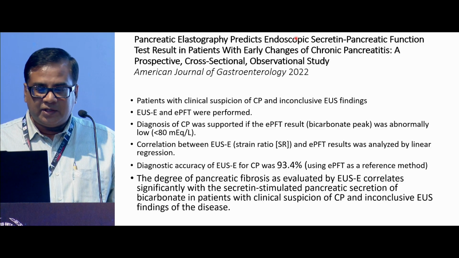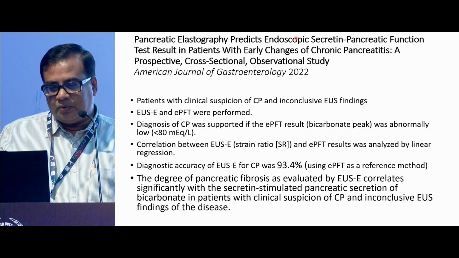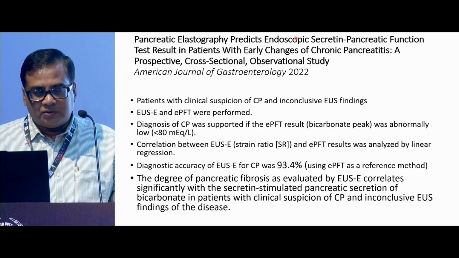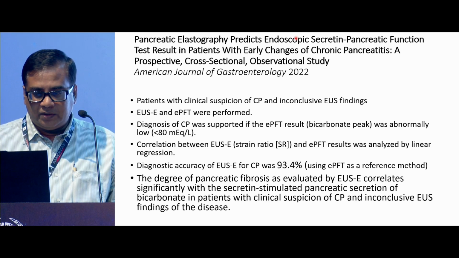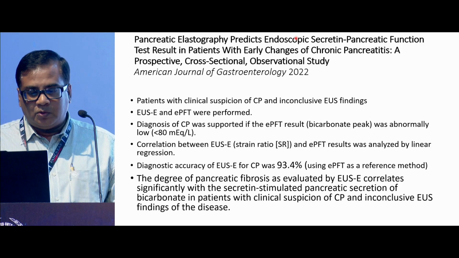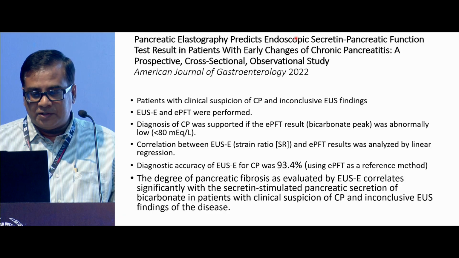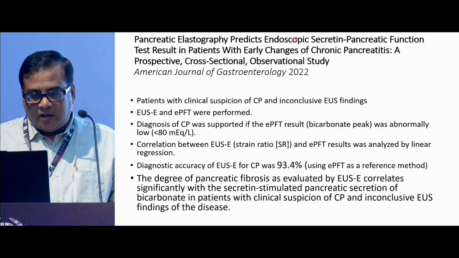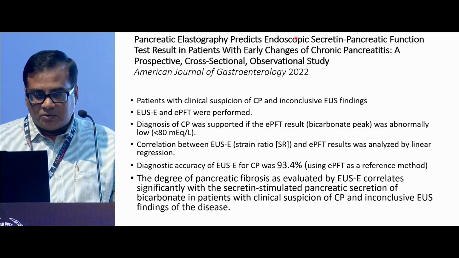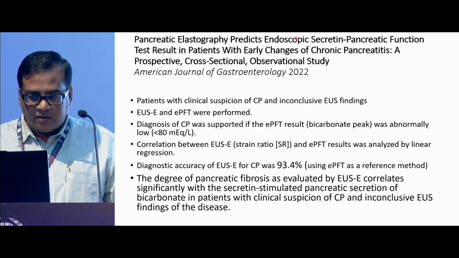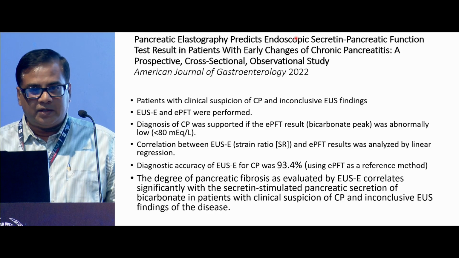So this is one study which came in the Red Journal in 2022, which showed that this also predicts the pancreatic exocrine insufficiency, in which they used the endoscopic test as a gold standard. They found that the correlation between the EUS strain ratio on EUS elastography and the endoscopic pancreatic function test was 93.4%. So this suggests that this is also a promising test and might be used with more studies to validate it.